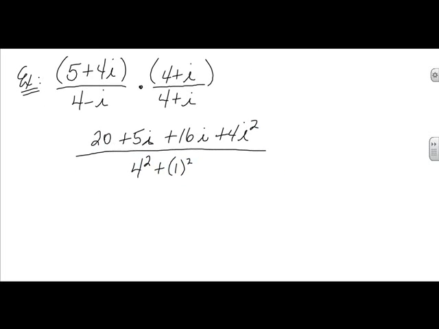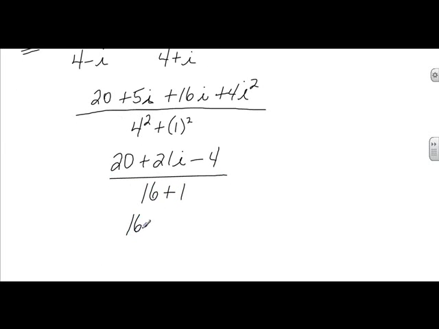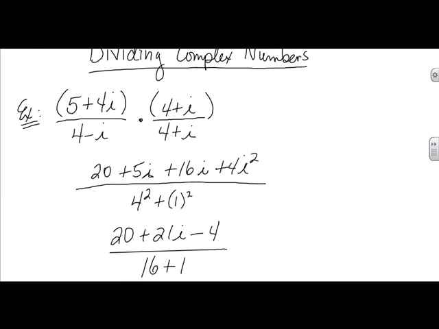So simplifying, 20 plus 21i, adding the two terms in the middle, minus 4. And then on the bottom we have 16 plus 1. So 16 plus 21i all divided by 17. Or if we're going to write that in standard form where we have a real number part separate from the imaginary part, we'd have 16/17 plus 21/17 times i. So anytime you see a division problem involving complex numbers, think about multiplying by the conjugate of the denominator.